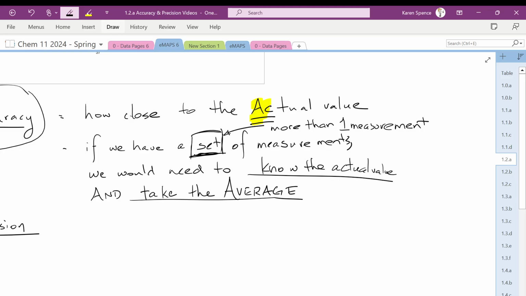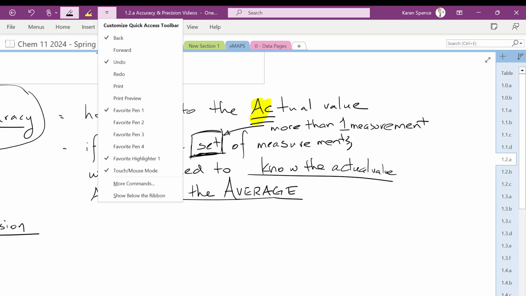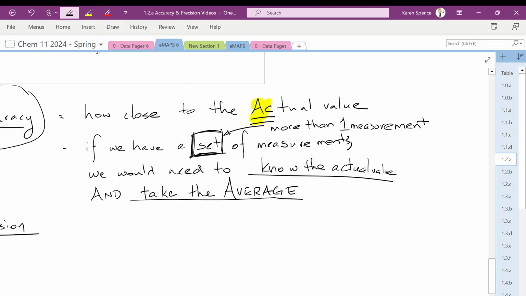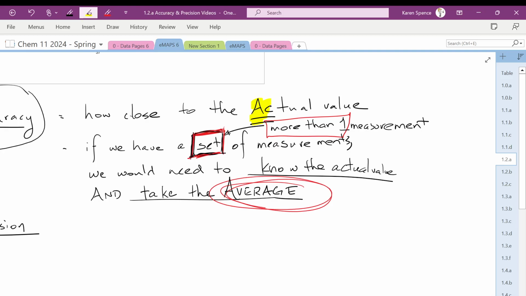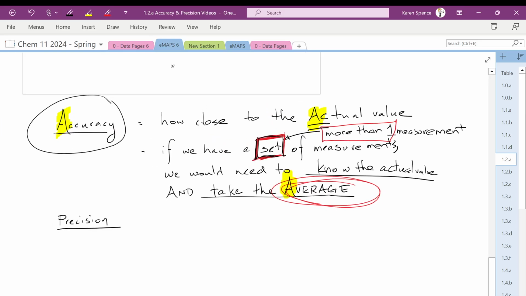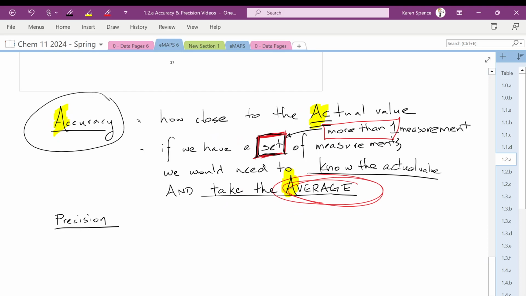So if we have a set of measurements, in other words, more than one measurement, we would need to take the average. Guess what? Average starts with the letter A, which is also how actual and accurate start. So that might help you remember that when you're finding the accuracy, you need to take the average.